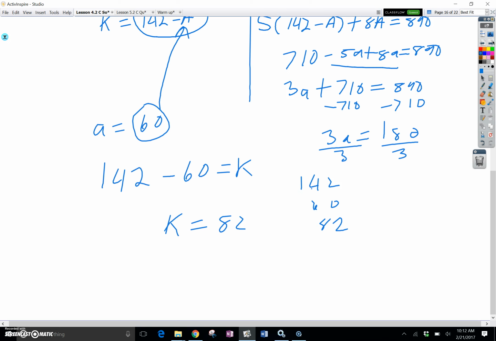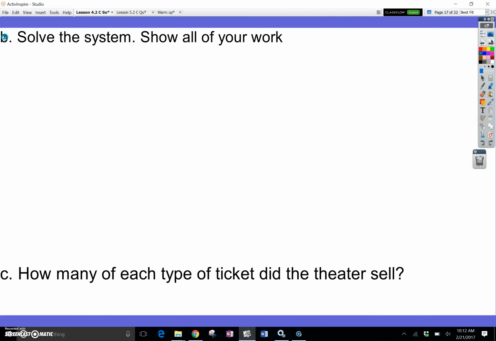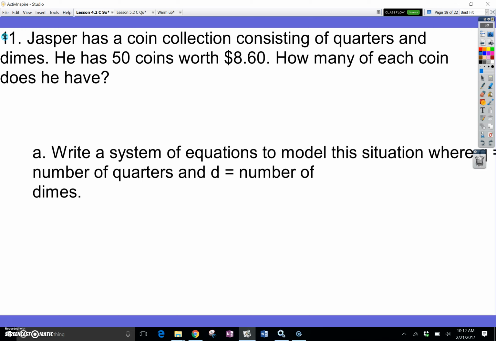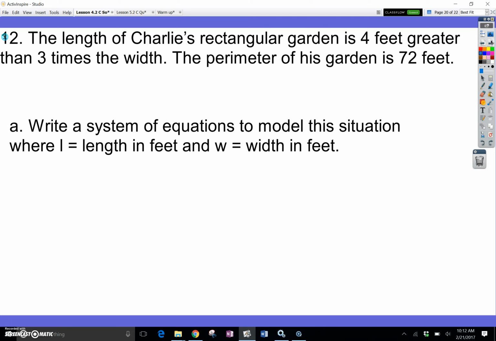From there, guys, I want you to do the same thing now for number 11 as well as number 12. I want you guys working in your table groups. If you have any questions, please raise your hand. I'll be walking around. When you're done with all those, you guys may start your homework. If you have any questions, please let me know.